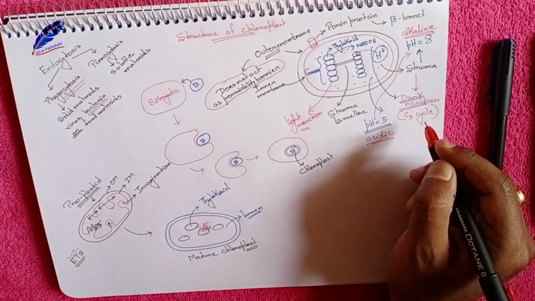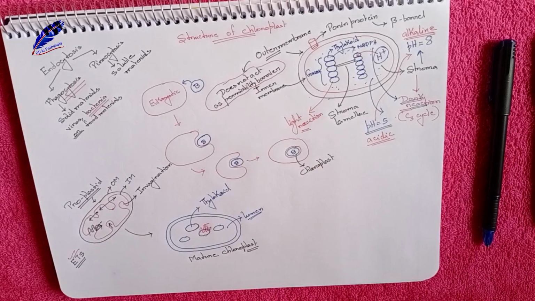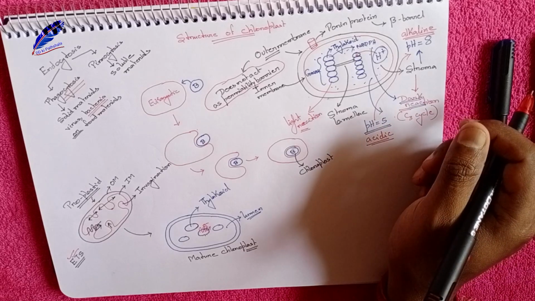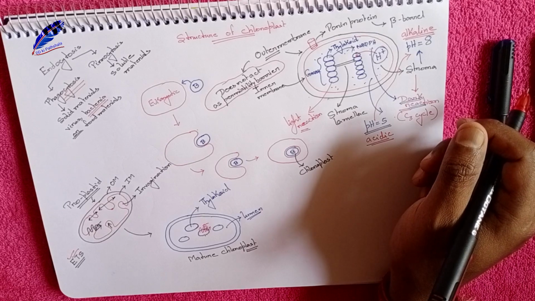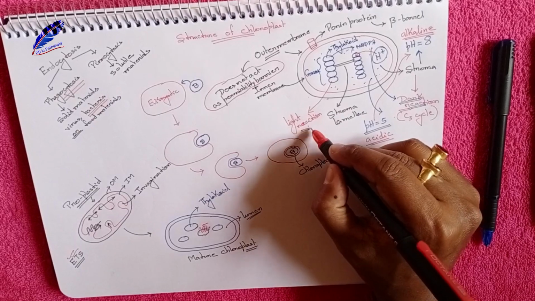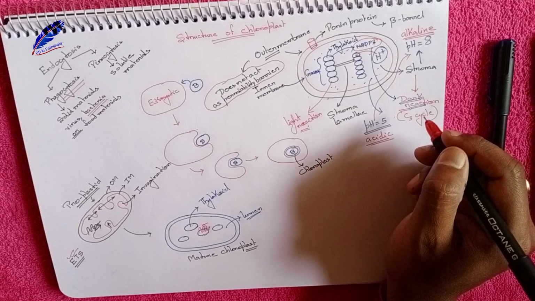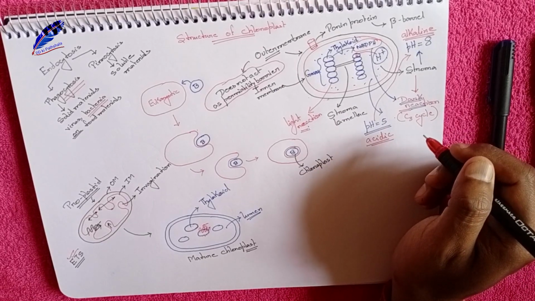And under this condition, the activity of the enzymes of the dark reactions takes place. So what we have studied earlier, that the dark reaction is dependent upon the light reaction not only for NADPH but also for changing the pH of the stroma.